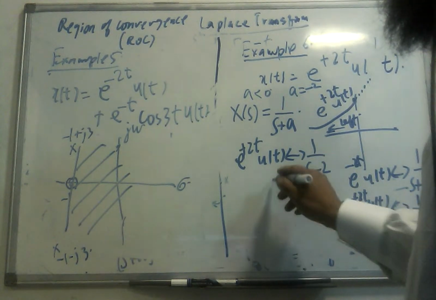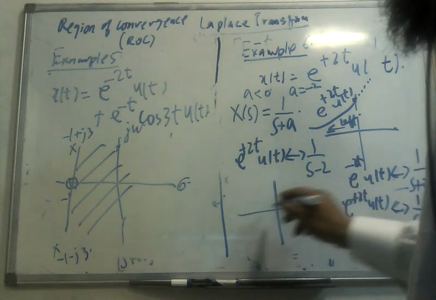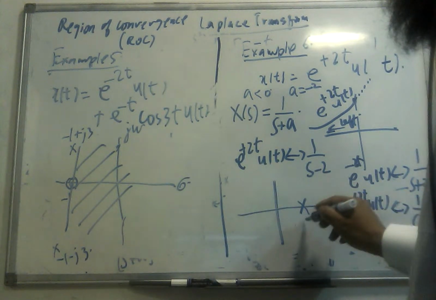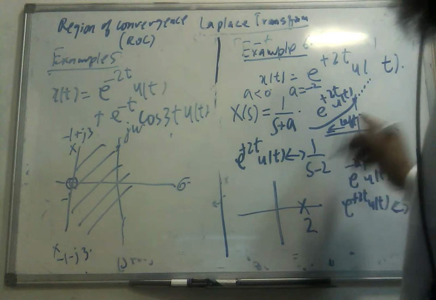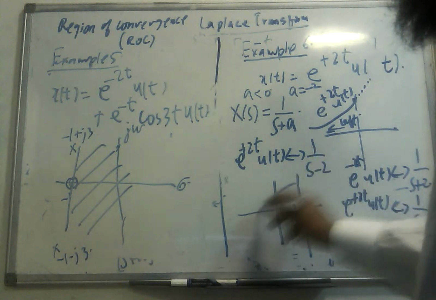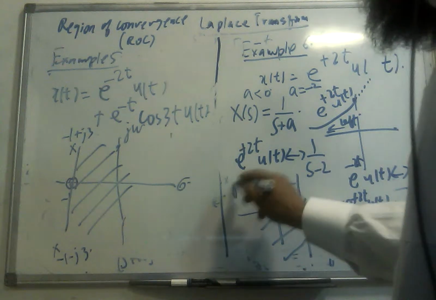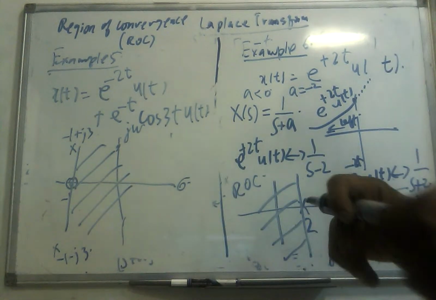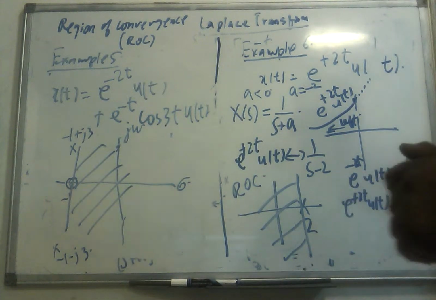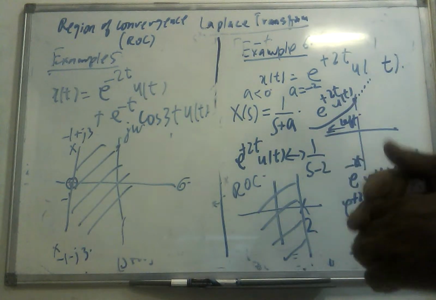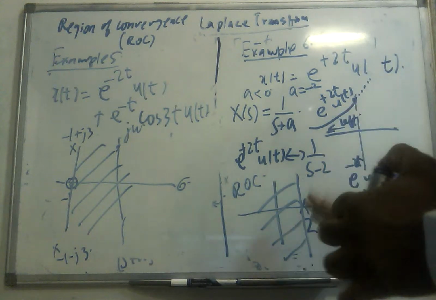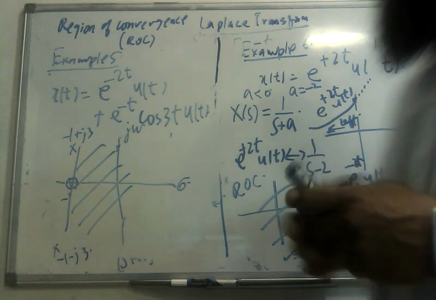Now, what is the region of convergence? I draw my root. My root is here, s equal to 2, and the signal is on the left side, so the region of convergence is to the left of this root. For any question, you just apply the same rules: if it is left, then the region of convergence is left of the root.